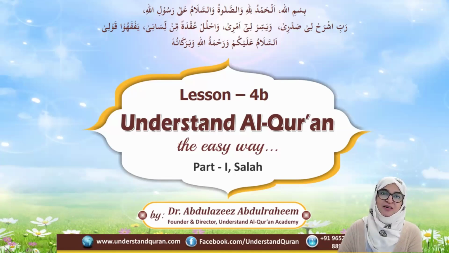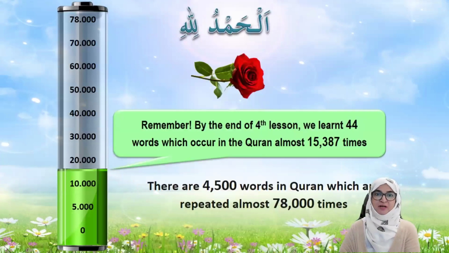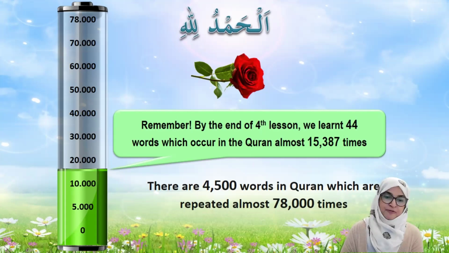Welcome back to our Unlock Quran course series. And today we are going to do lesson 4B, which is our grammar course. So alhamdulillah, up till now we are at the end of the fourth lesson. Each lesson is divided into two parts, A and B. So this is the 4B. And up to now, we have learned 44 words which occur in the Quran 15,387 times.